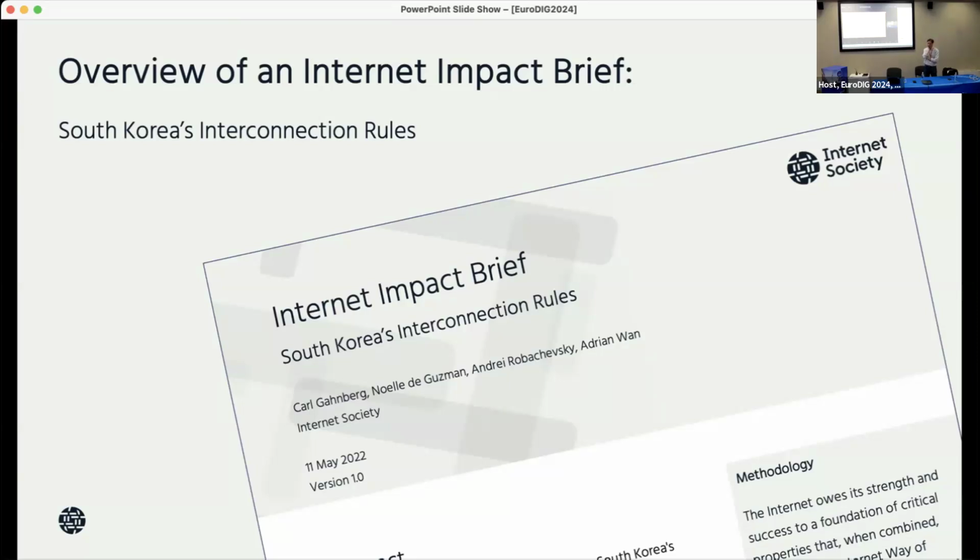Yes, please. I just wanted to know if you are able to track organizations or institutions that use this toolkit to analyze the impact of certain policies.